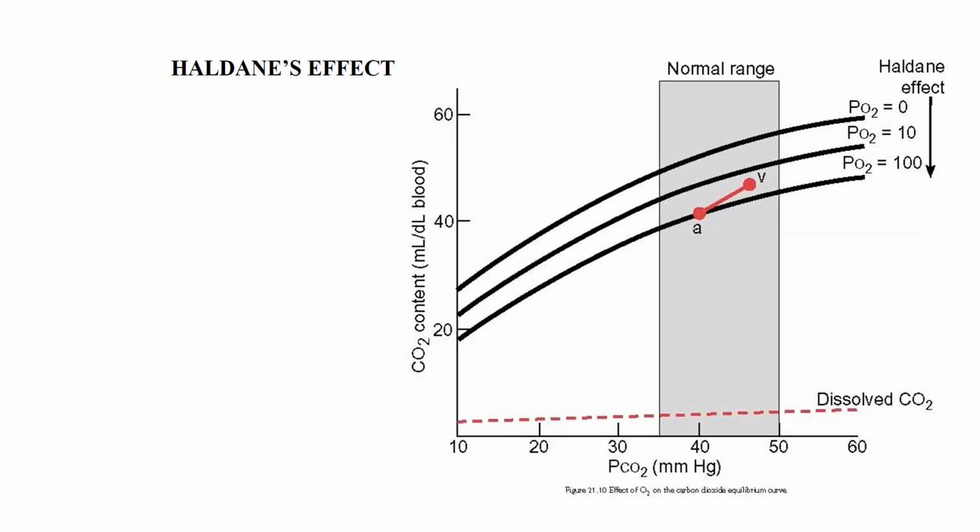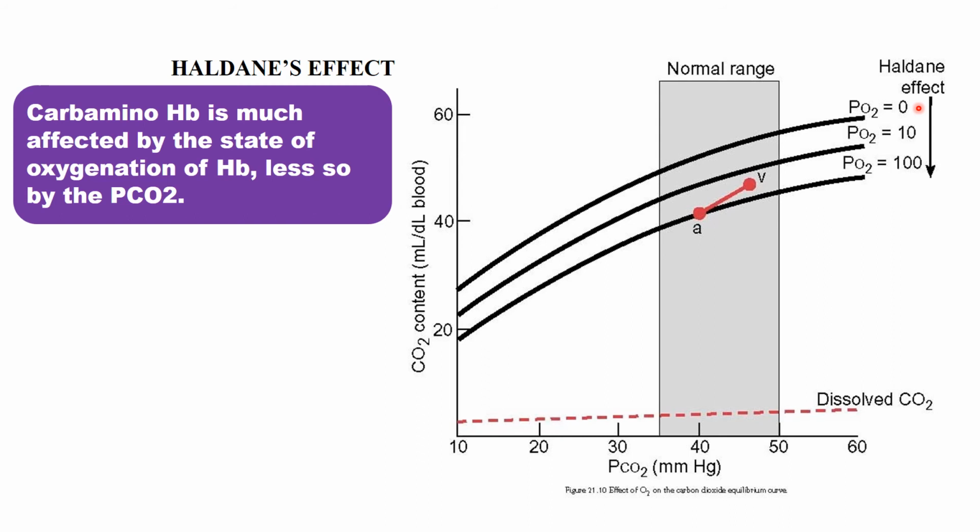So let's understand this Haldane effect with the help of this graph. In this graph we have the carbon dioxide dissociation curves which are plotted for three values of partial pressure of oxygen. One is 100, the second curve is for partial pressure of oxygen being 10, and the third is for partial pressure of oxygen that is 0.